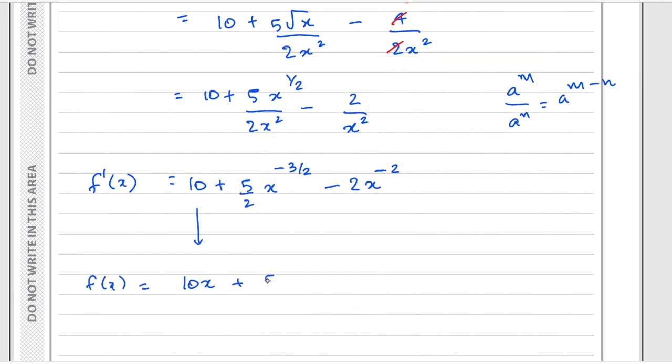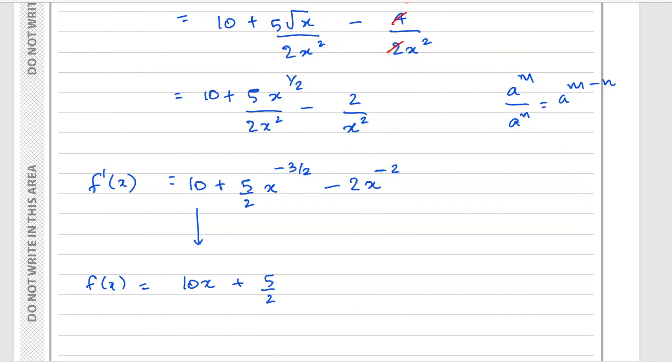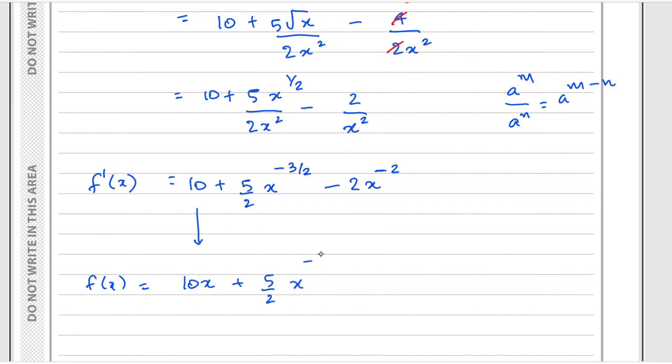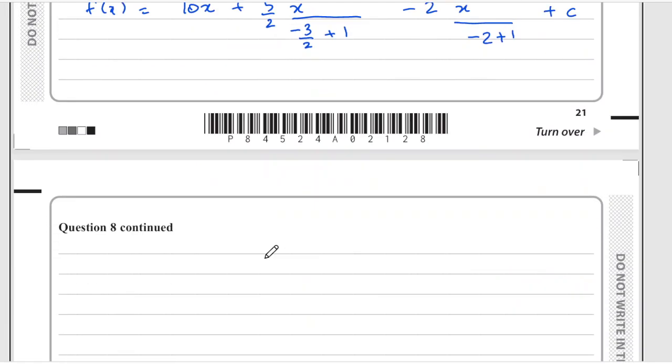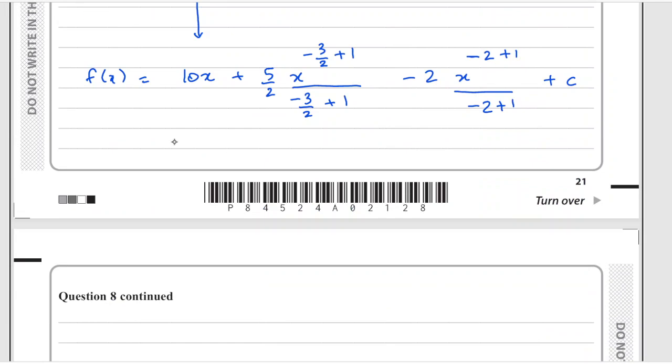The integration of x to the power negative 3 by 2 will be x to the power negative 3 by 2 plus 1 divided by minus 3 by 2 plus 1. The integration of x to the power negative 2 will be x to the power negative 2 plus 1 divided by negative 2 plus 1, and plus c. Do not forget to add the constant term c, otherwise you would be getting it wrong over there.